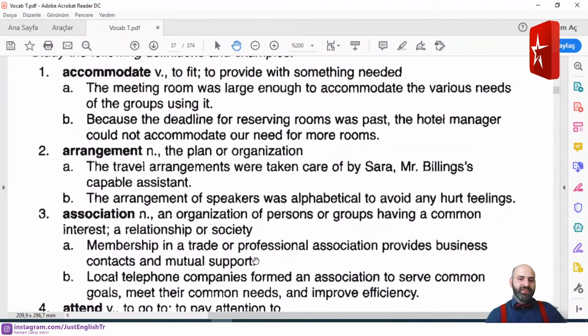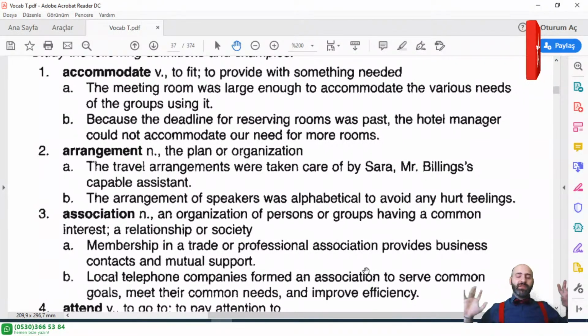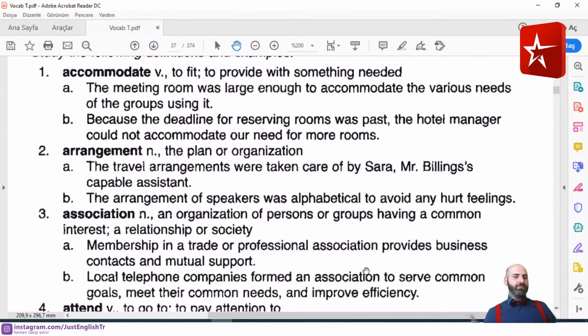So membership in a trade professional association provides business contacts and mutual support. Okay, so if you are a member of this organization, trade association or professional association, it provides you a lot of contacts. You meet a lot of interesting people who can help you in your future, and it is mutual support, like you do something for these people and these people can do something for you.